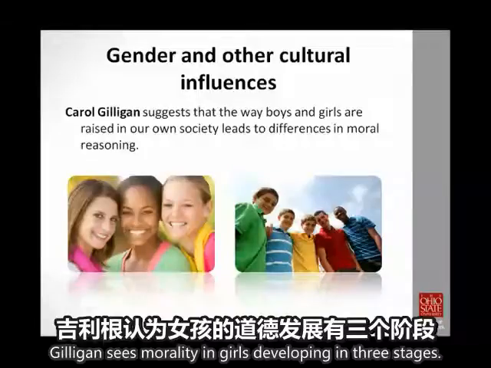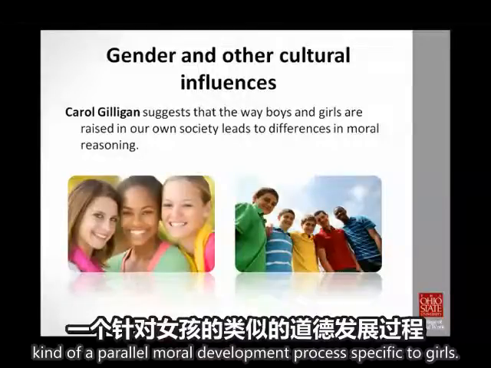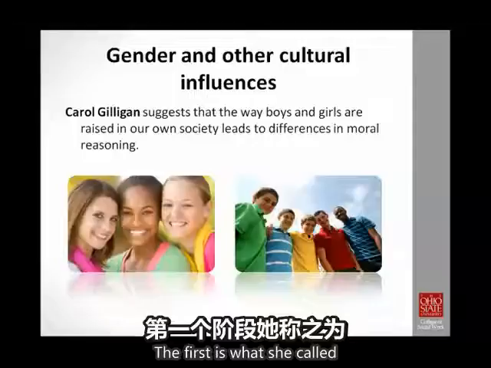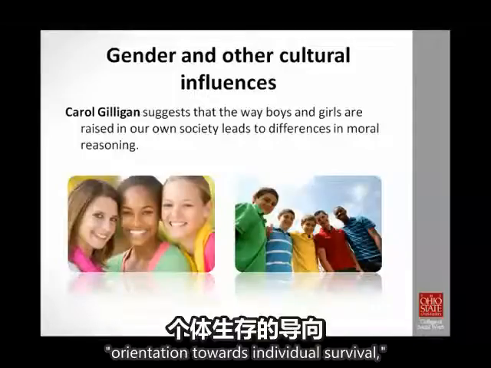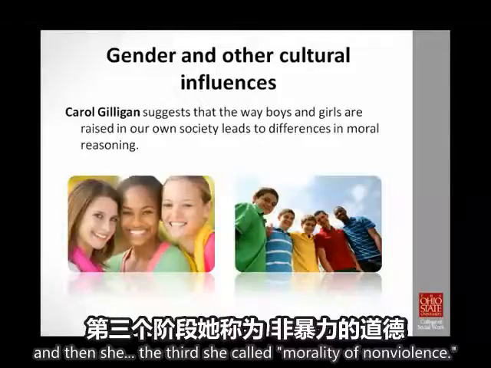Gilligan sees morality in girls developing in 3 stages. So she herself came up with a kind of a parallel moral development process specific to girls. The first is what she called orientation towards individual survival. The second she called goodness as self-sacrifice. And then the third she called morality of nonviolence.